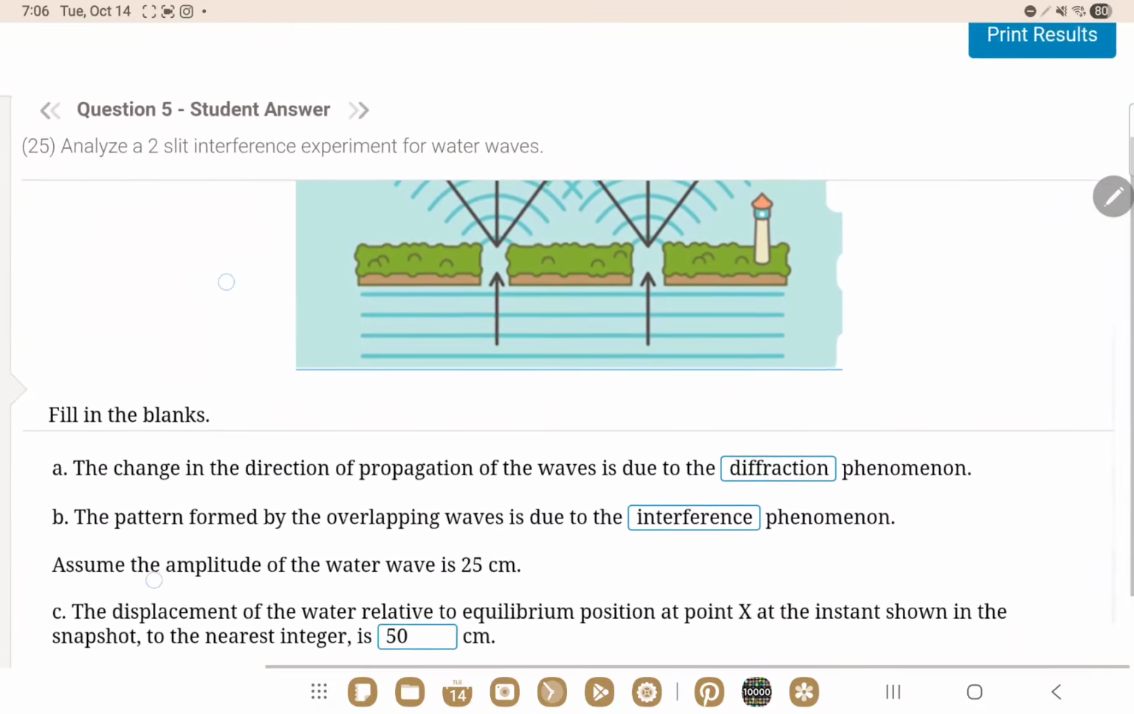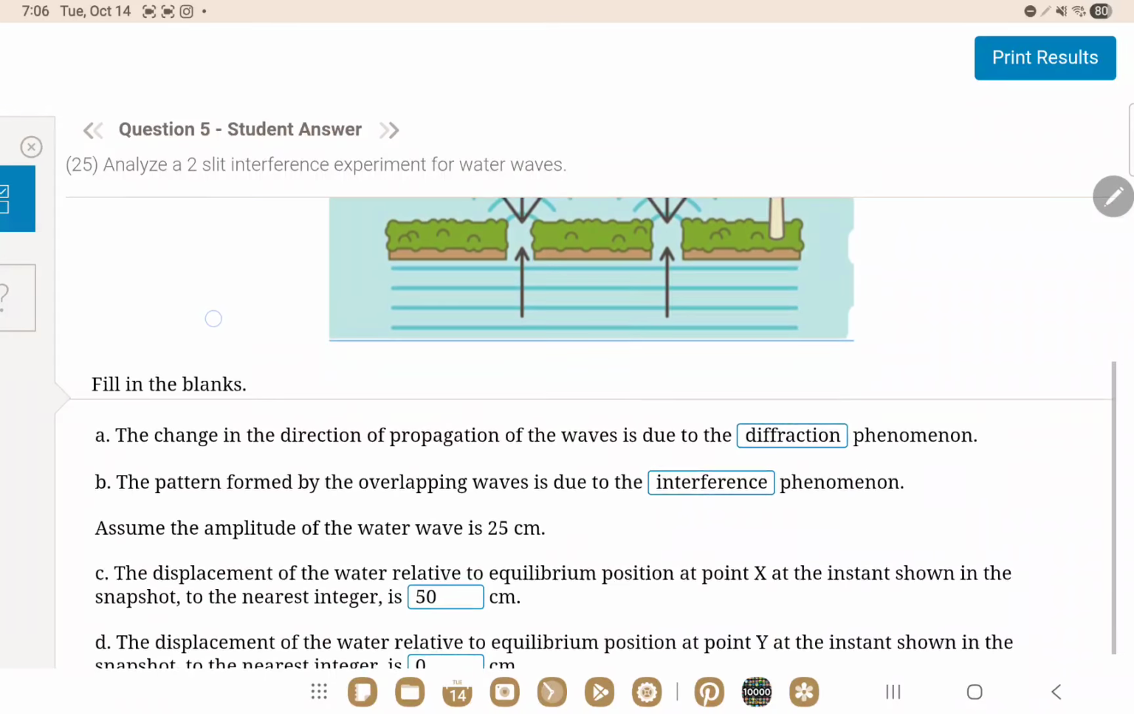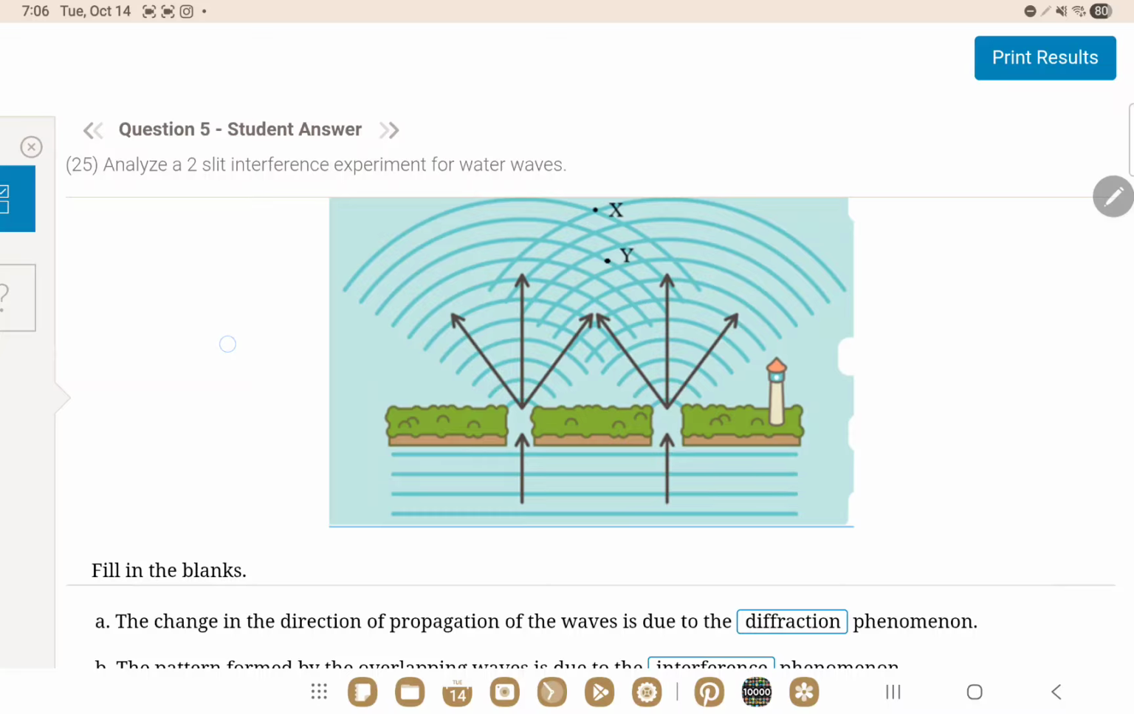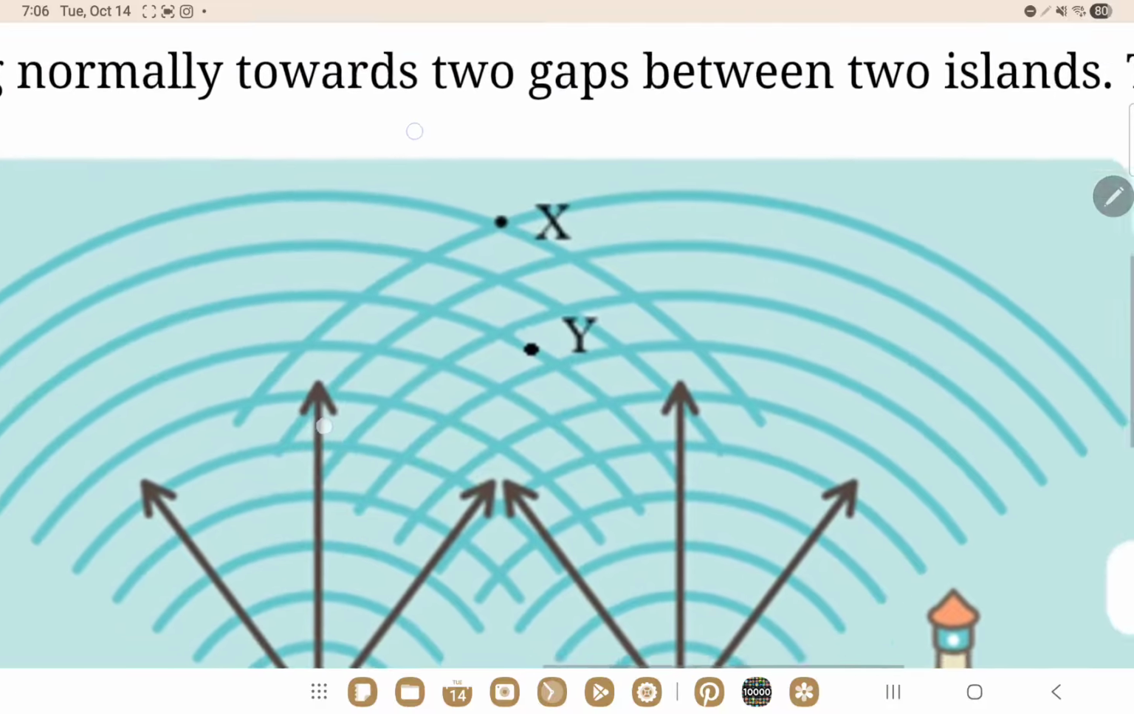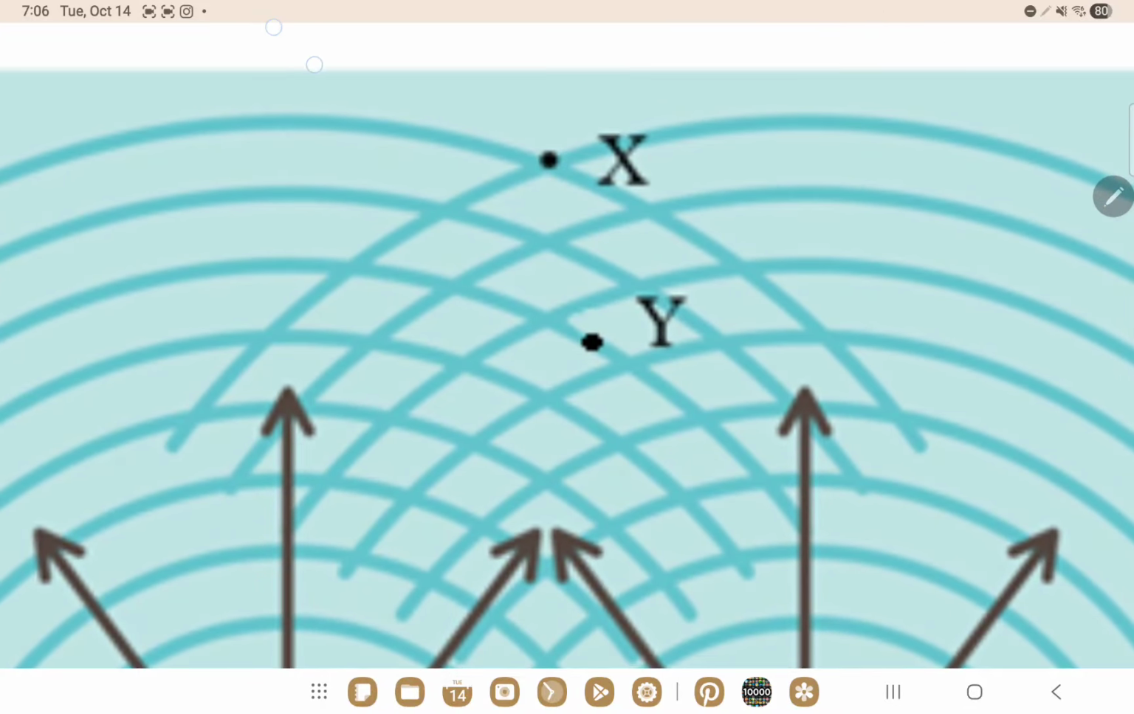Okay, so the change in direction of the propagation of waves is called diffraction, which means when waves pass through an aperture or a gap, they change directions, which is called diffraction. Now the pattern formed when overlapping waves is due to interference. Memorize these, they are definitions. Now they're telling you to find the displacement of water at positions X and Y. Now we need to look at positions X and Y. Here you have position X, here you have position Y.